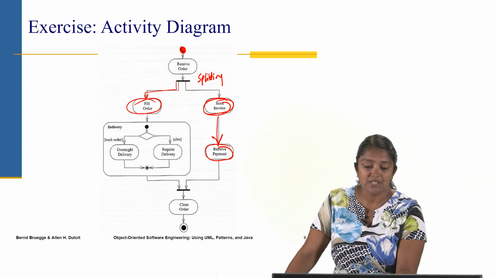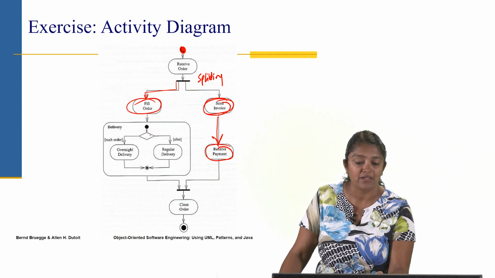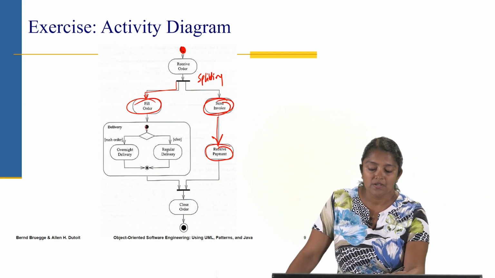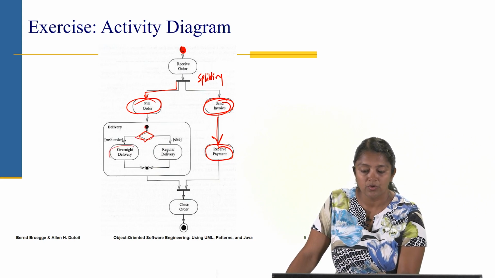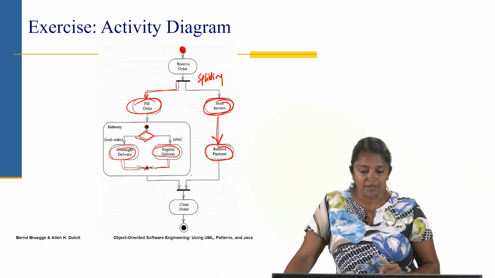Now on this side where the order is filled, once the order is filled, the delivery process begins. So as you can see, the delivery is one big activity, and under that there could be sub-activities. For the delivery process, there is a decision to be made. Is it a rush order or a regular order? If it's a rush order, we go with overnight delivery, else with regular delivery. And then the sub-activity is completed. So there's a start and end state for the sub-activity diagram.